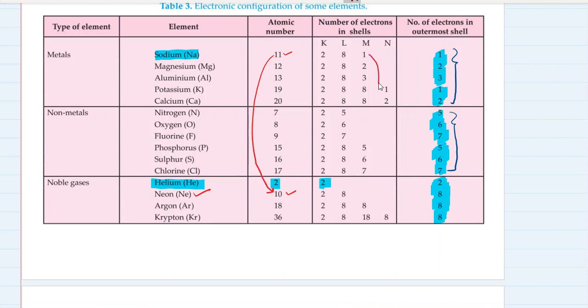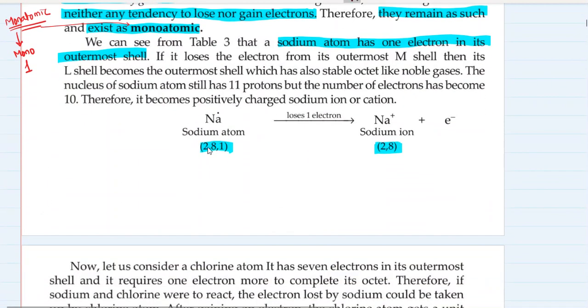So from 2,8,1 it wants to become 2,8. In order to change its electronic configuration to that of its nearest noble gas, it would want to donate one electron. Do you see this dot on sodium? This dot represents that one single electron in its outermost shell. Sodium tends to lose one electron in its outermost shell. When it loses this one electron, its electronic configuration becomes like neon, 2,8. It becomes chemically stable.